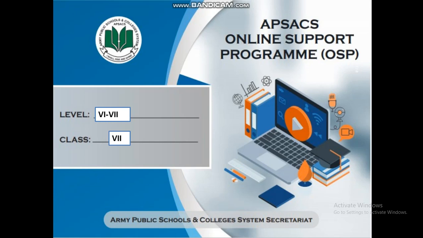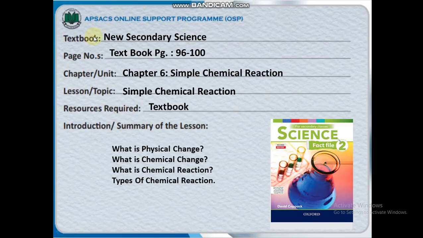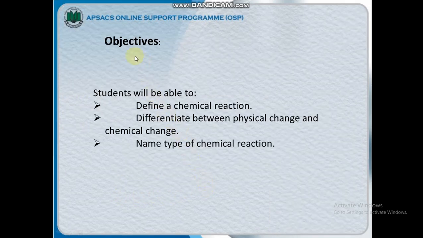Today's lecture is for class 7. Textbook: New Secondary Science, pages 96 to 100. Chapter 6: Simple Chemical Reaction. Topic: Simple Chemical Reaction. Resource required: textbook. The summary of the lesson is: what is physical change, what is chemical change, what is chemical reaction, types of chemical reaction. At the end of the lesson, students will be able to define a chemical reaction, differentiate between physical change and chemical change, and name the types of chemical reaction.